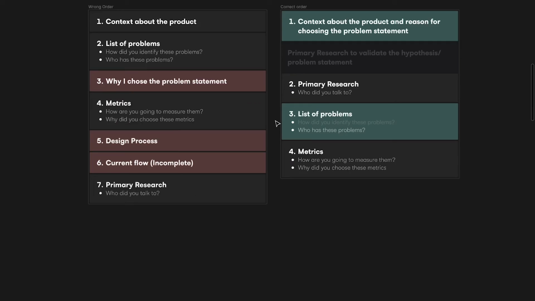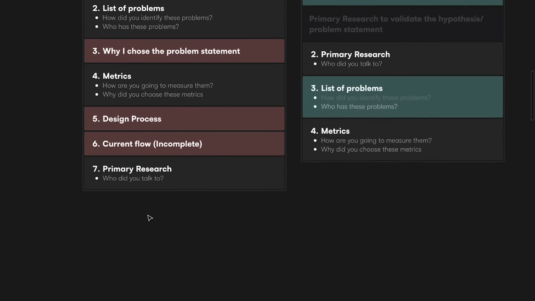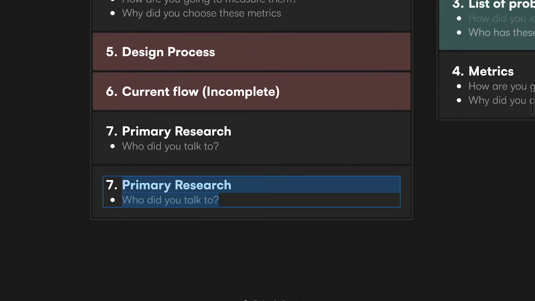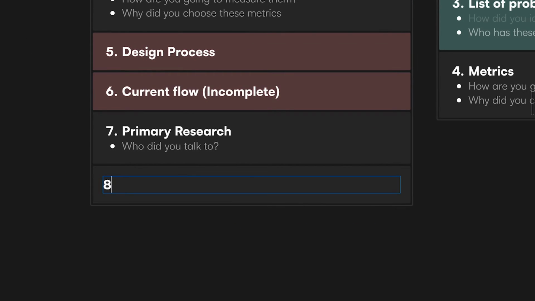I'm not very sure. So now if I come back to Figma, we saw primary research, and then the next one I'm going to say is personas, right? So this is personas.